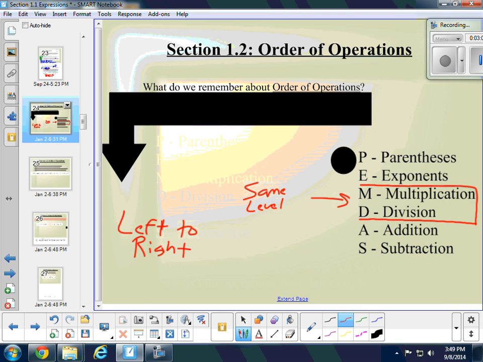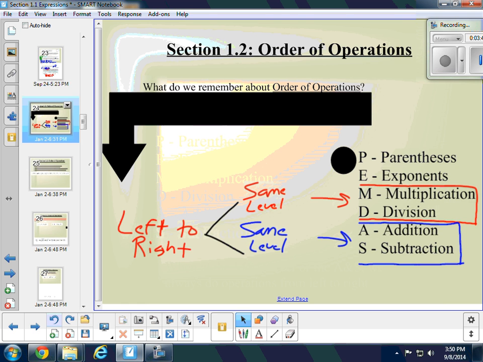Acronym to help us remember a good order, but M and D and A and S are actually the same, on the same level in terms of the order of operations we're going to do something. If I get to a subtraction.